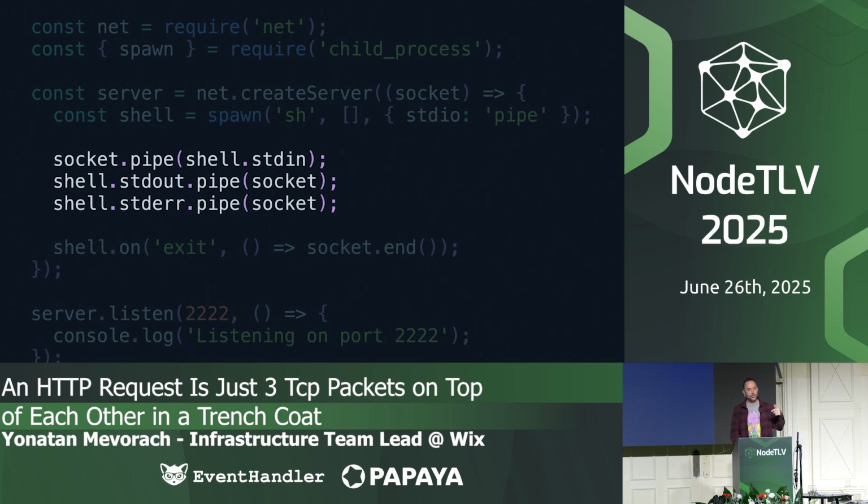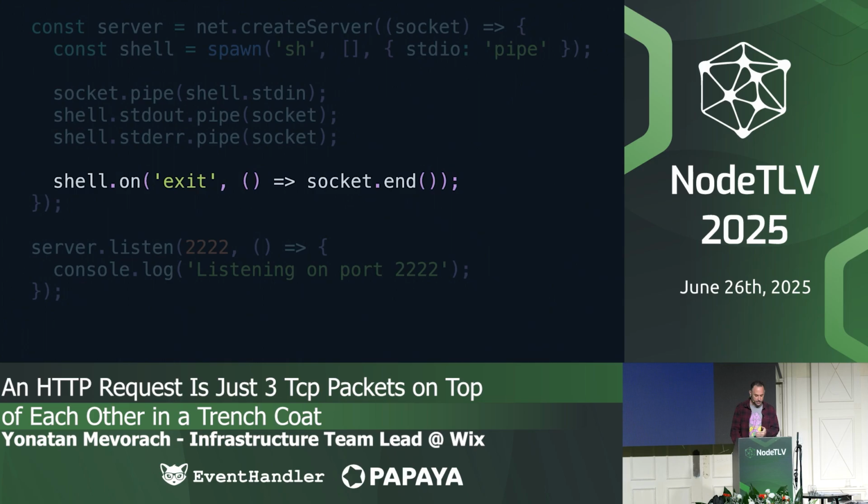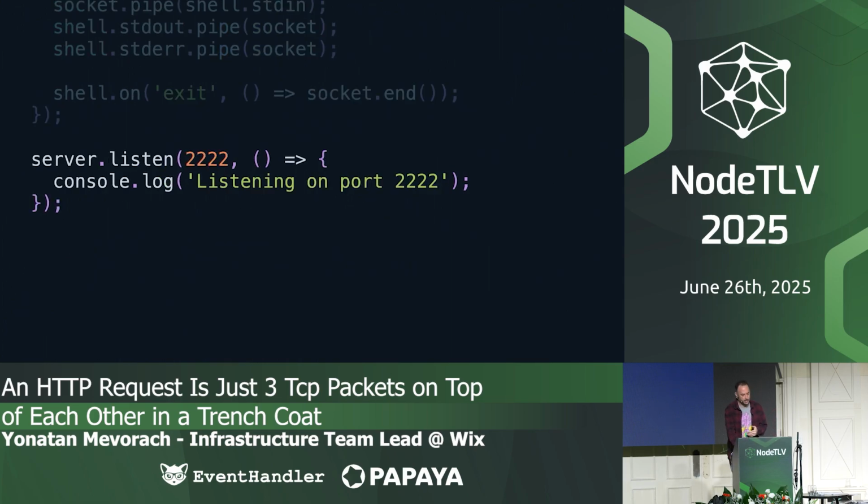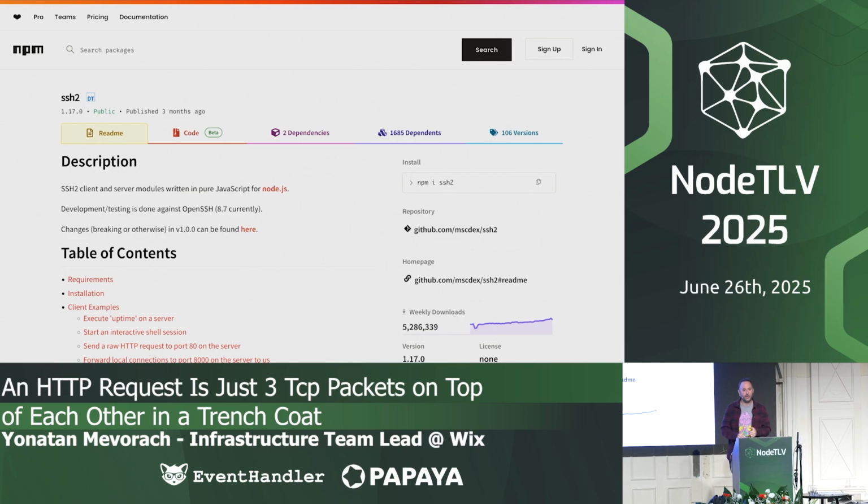And likewise, when there's stdout on the shell, pipe that to the socket. Then dealing with exiting and starting the TCP server. Cool.